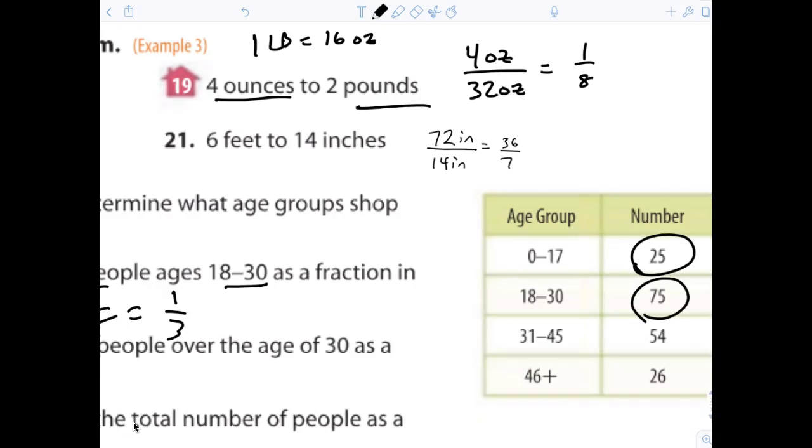Anybody else have any issues with last night? Good for you. Tell me. B and C. Good job. B and C for 25.